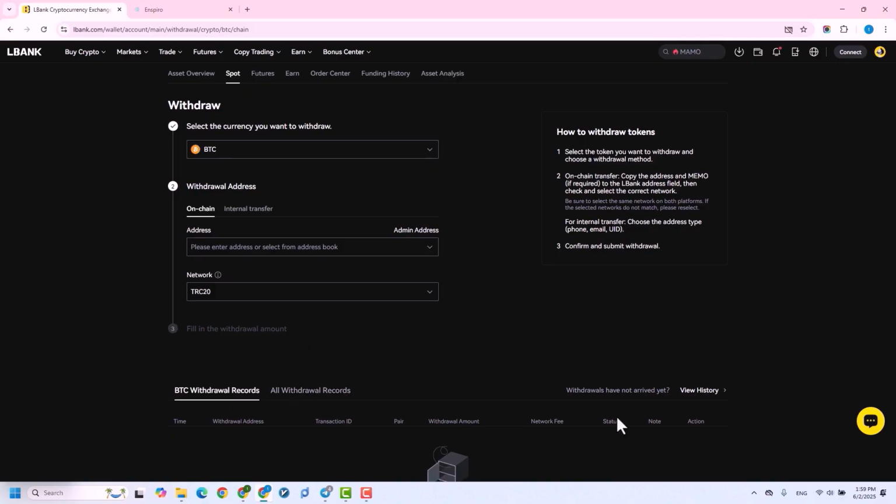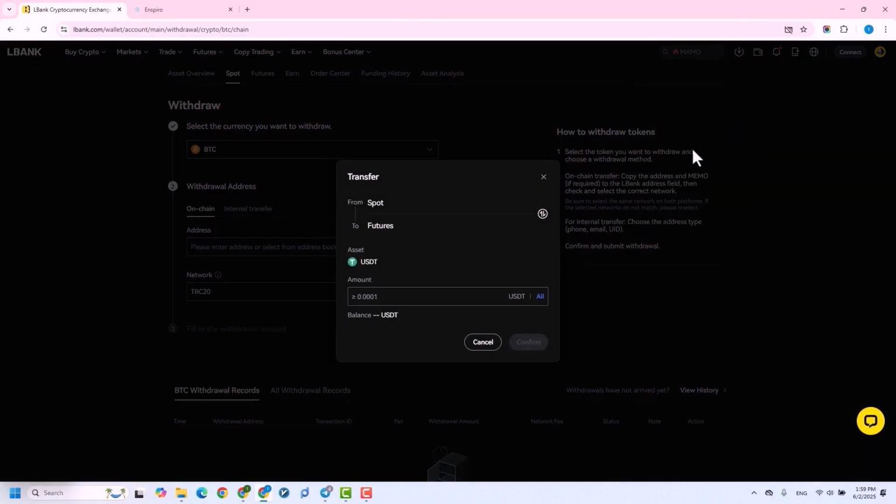At the bottom of the page, your withdrawal transaction history is displayed. In the first section, you can review withdrawals related to Bitcoin, and in the second section, you can check all withdrawals. The next section pertains to internal transfers.